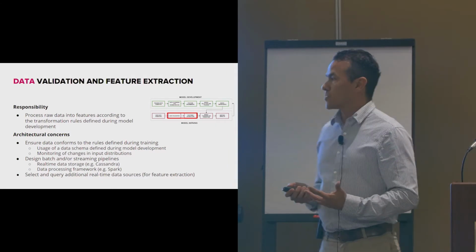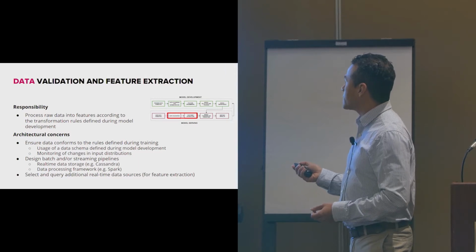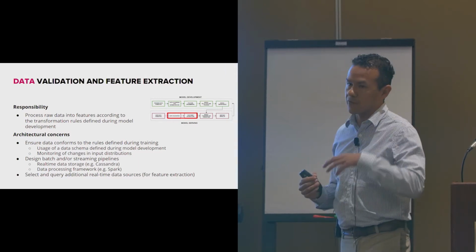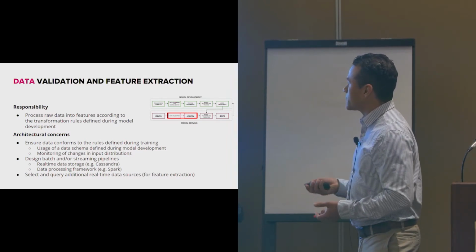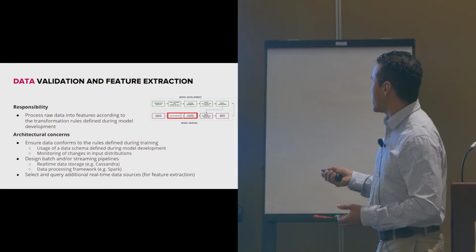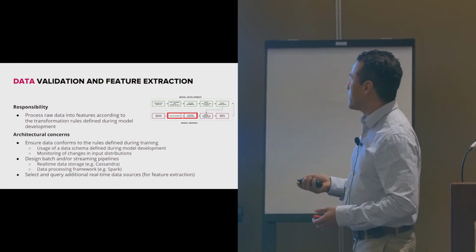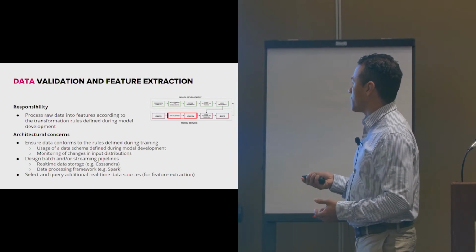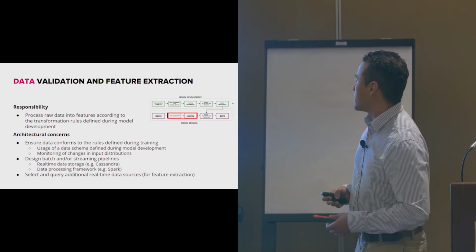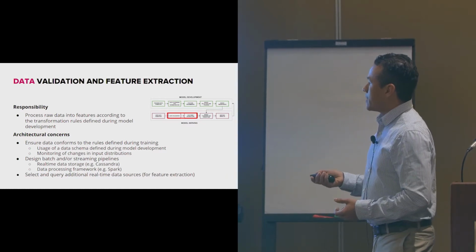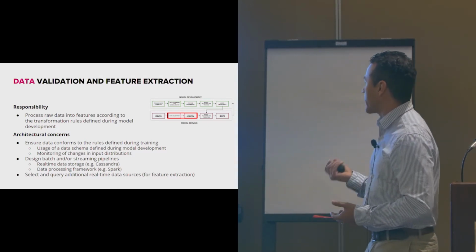Data validation and feature extraction: essentially what we want to do here is to transform the new data that has been ingested into features following the same approach that was defined during model development. Some of the important concerns here are ensuring that the data that is ingested conforms to the rules that were defined during training. How can this be achieved? One possible strategy is the usage of data schemas that were defined during development and which can be used for validating the new data that is being seen. It's also important to monitor changes in input distribution so that we can know that the behavior will be altered.